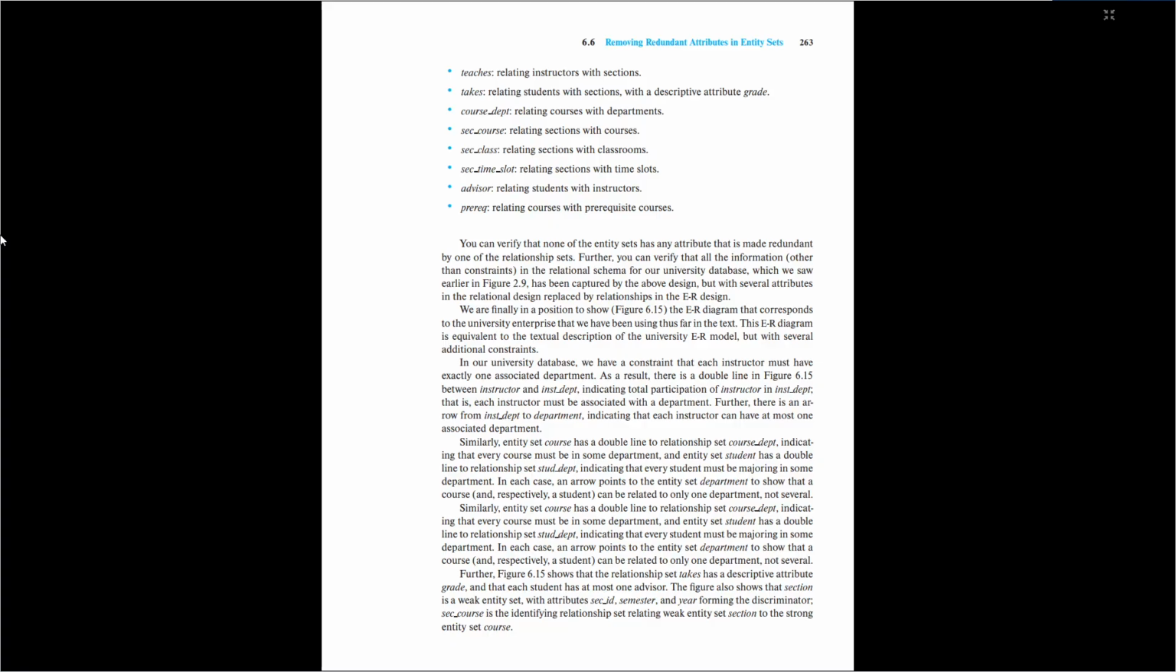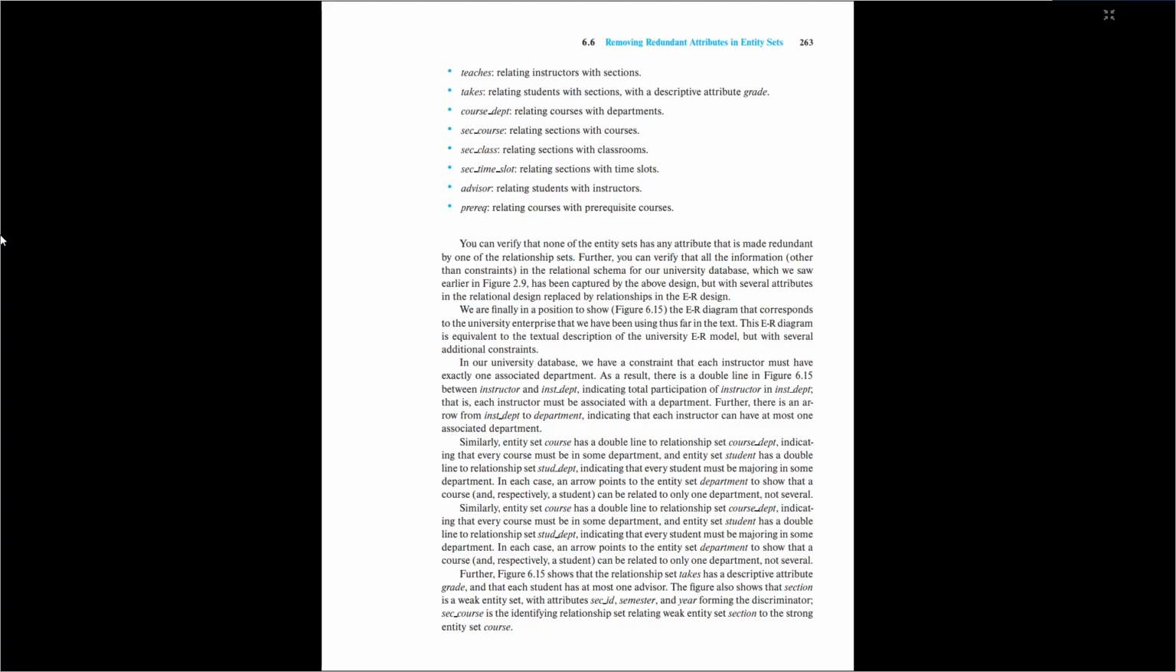We are finally in a position to show Figure 6.15, the ER diagram that corresponds to the university enterprise that we have been using thus far in the text. This diagram is equivalent to the textual description of the university model, but with several additional constraints. In our university database, we have a constraint that each instructor must have exactly one associated department. As a result, there is a double line in Figure 6.15 between instructor and inst_dept, indicating total participation of instructor in inst_dept, that is, each instructor must be associated with a department.